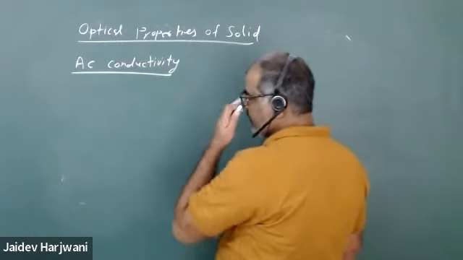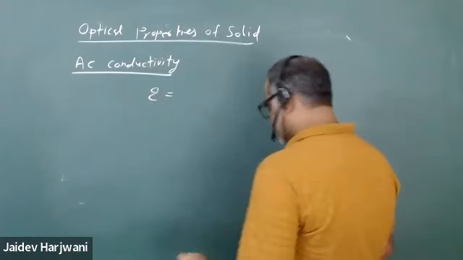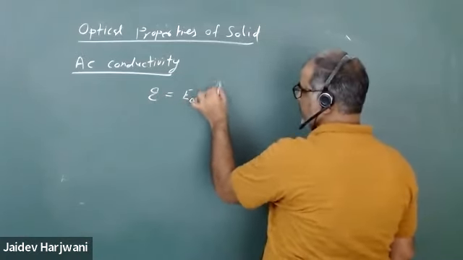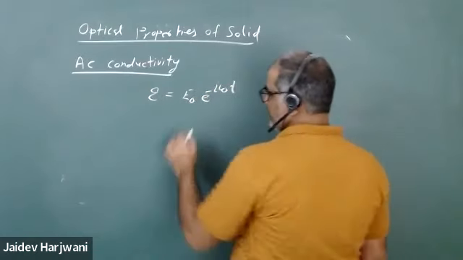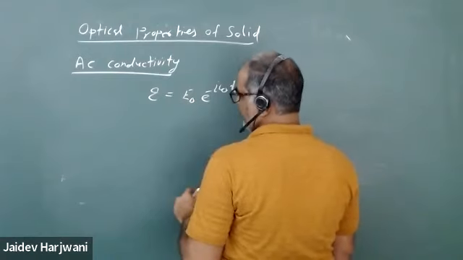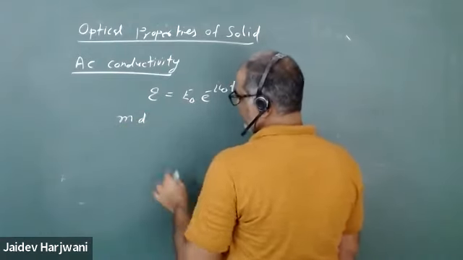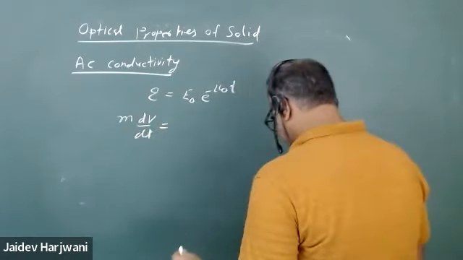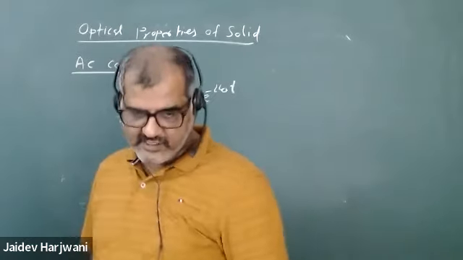Now suppose we know light is an electromagnetic wave, and the electric field of light can be written as E0 e to the power minus i omega t. Now if I place my material and shine this electric field on my solid, my electron will be under this electric field, and it will collide.